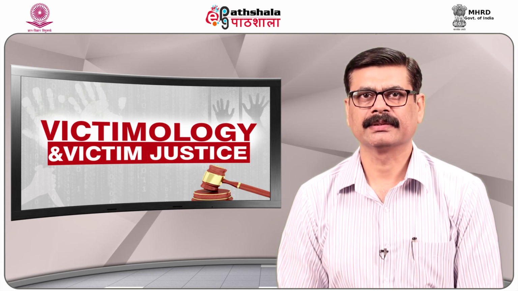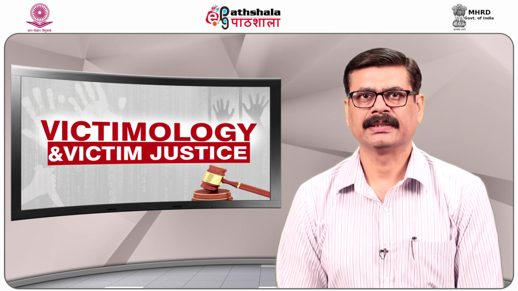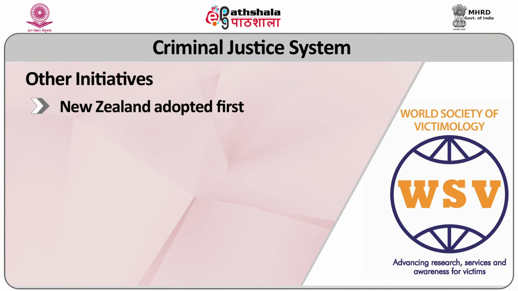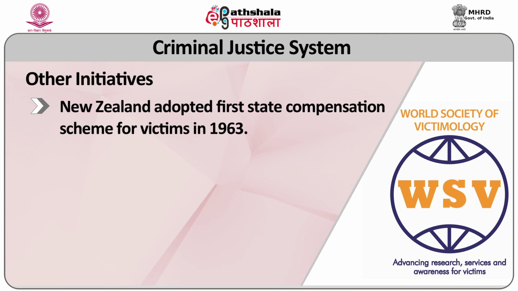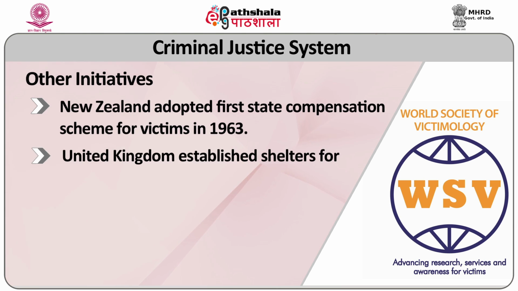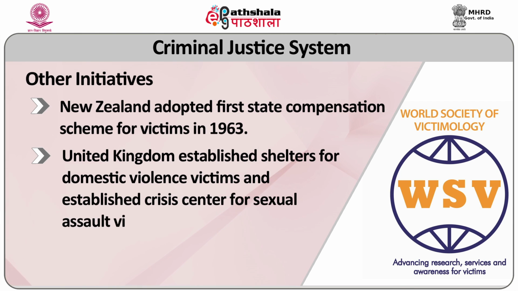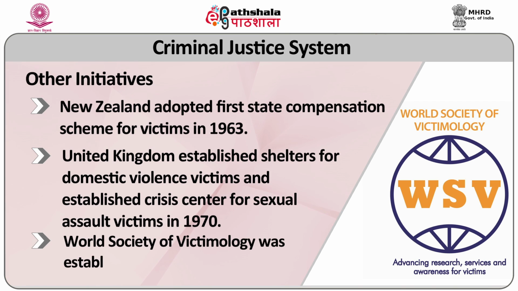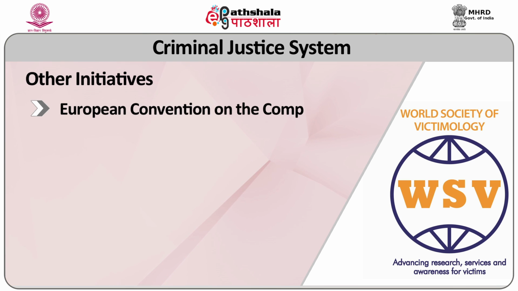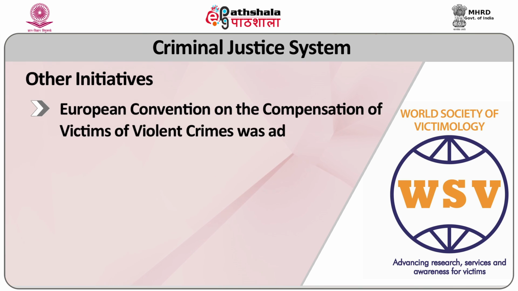Other initiatives in the direction of advancing victims' concerns can be mentioned, for example: New Zealand adopted the first state compensation scheme for victims in 1963. The United Kingdom established shelters for domestic violence victims and established a crisis center for sexual assault victims in 1970. The World Society of Victimology was established in 1979. The European Convention on the Compensation of Victims of Violent Crime was adopted in 1983.